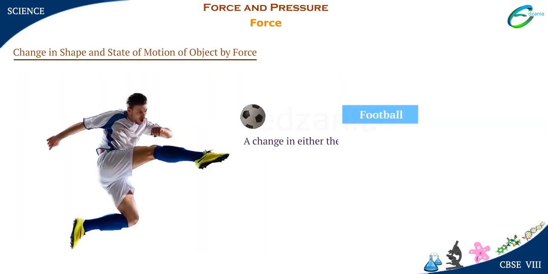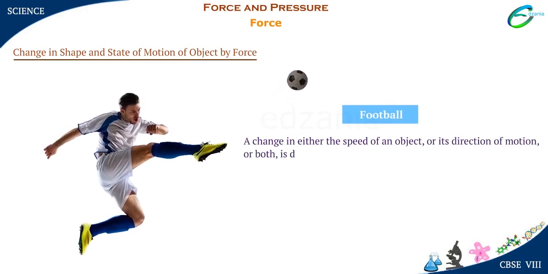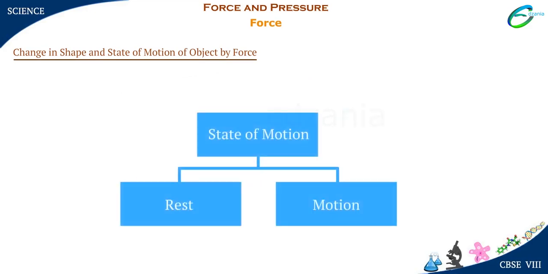A change in either the speed of an object or its direction of motion, or both, is described as a change in its state of motion. An object may be at rest or in motion. Both are its states of motion. The state of rest is considered to be the state of 0 speed.